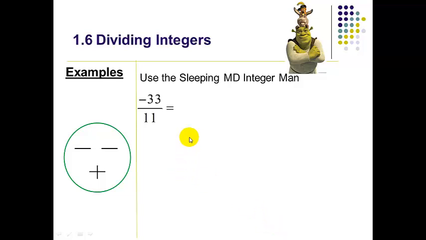So let's go ahead and do some examples using our sleeping doctor. We've got negative 33 divided by 11. Remember, 11 goes into 33 three times. I've got my negative divided by my positive, so I've got my negative left over, and it's negative 3. Negative 25 divided by negative 5. We've got a negative and a negative, so our plus sign is left over. It's going to be positive. 25 divided by 5 is 5.